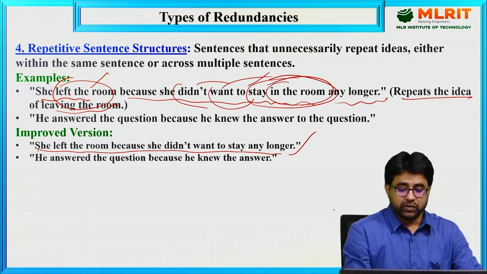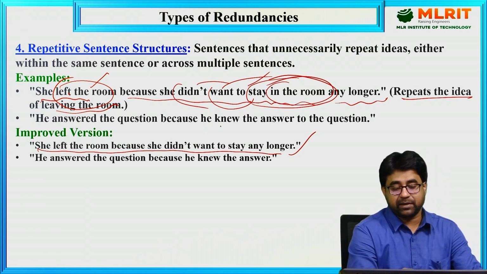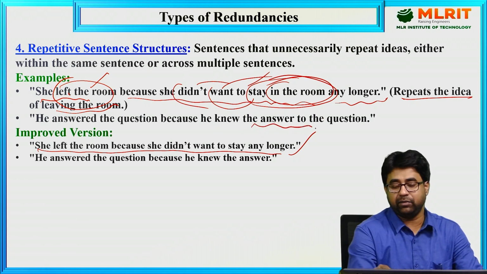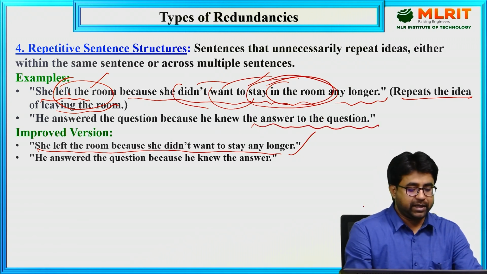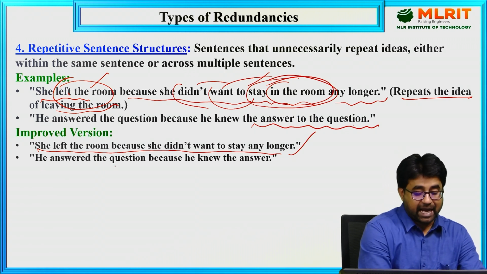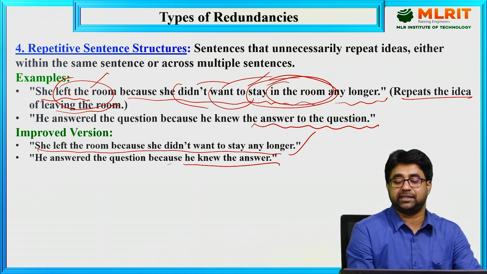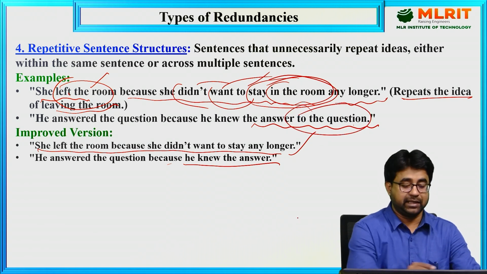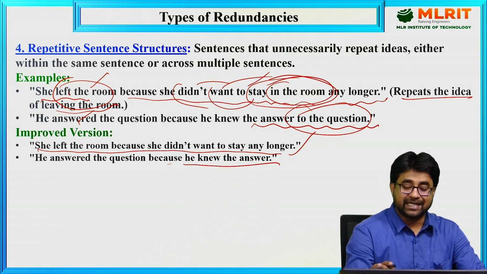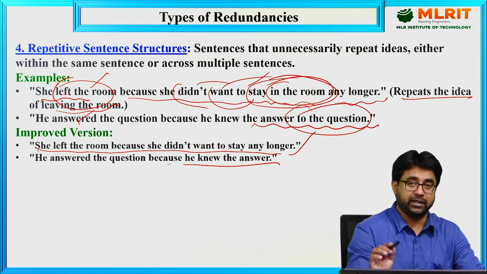Understood? So he answered the question because he knew the answer to the question. Again, he knew the answer to the question. It's redundant here. It's not required. You have to simply say he answered the question because he knew the answer. Again, to the question is like a repetitive sentence structure. So that's why it's an example. All these are examples of redundancy.